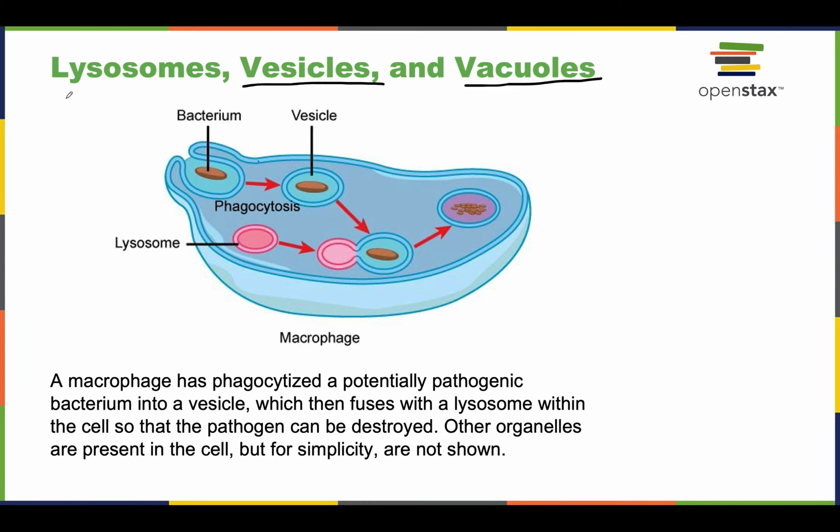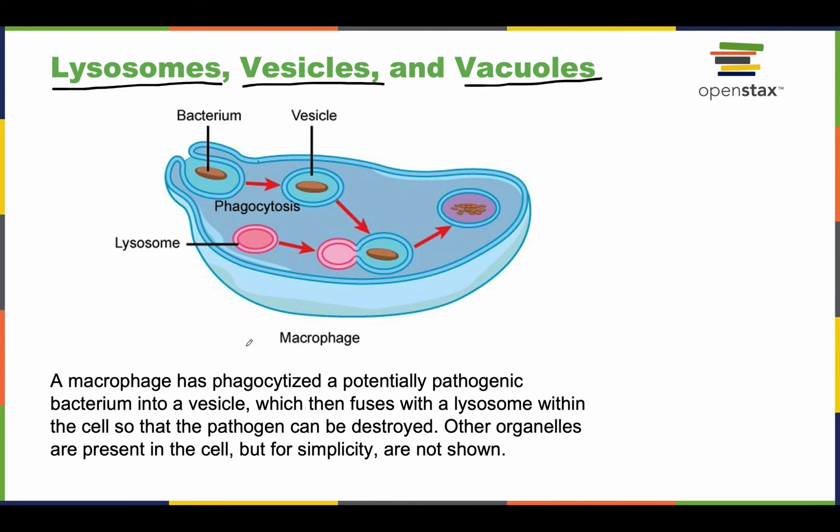Then lysosomes, you can think of them as the stomach of the cell. The pH in lysosome is really, really low, and it's packed full of digestive enzymes. So you can think of, again, lysosomes as the stomach of the cell. It helps digest anything that the cell wants to digest.